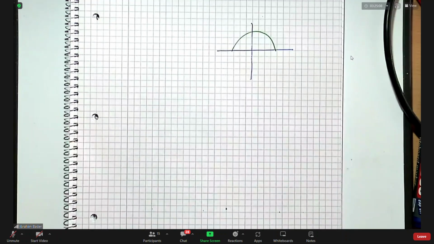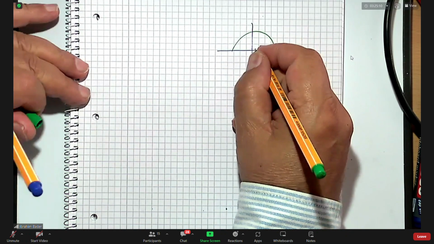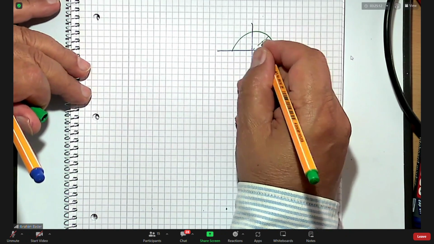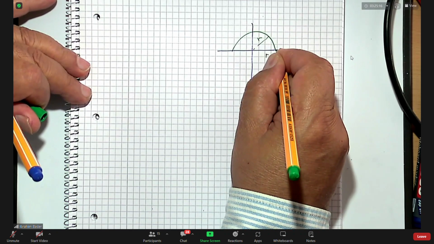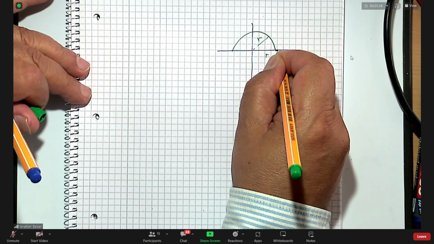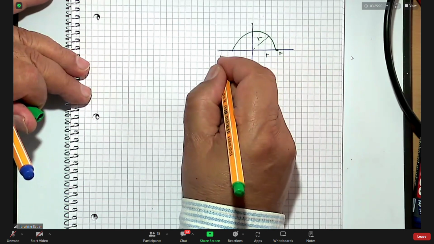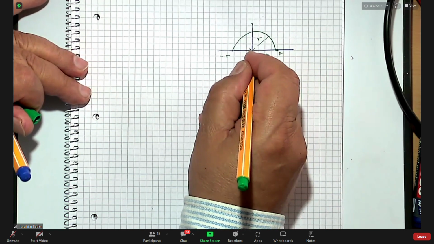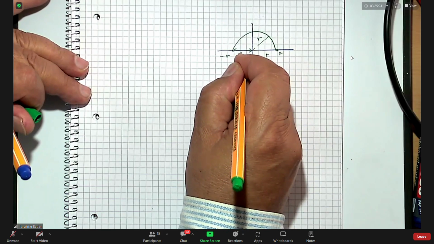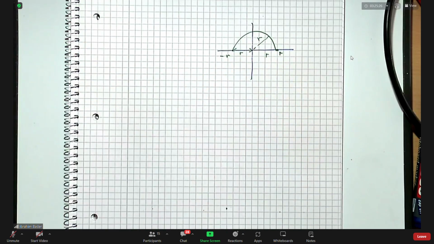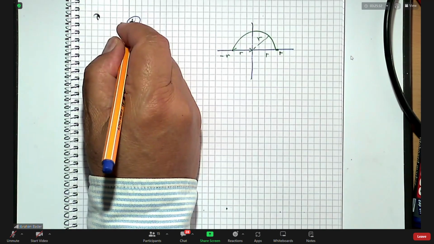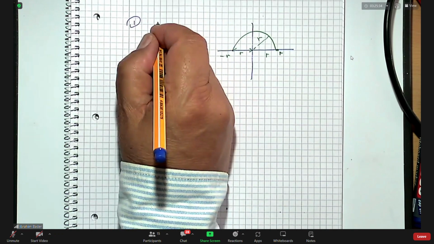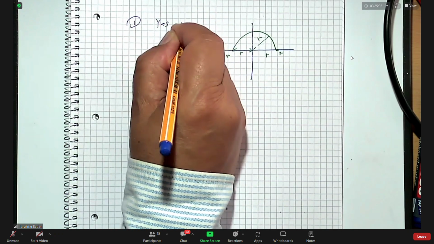So you have two ways actually to solve it. This is R, this point is R, and this is negative R, right? So this magnitude is R. I think it's clear. It's a function. Yes, it is a function.